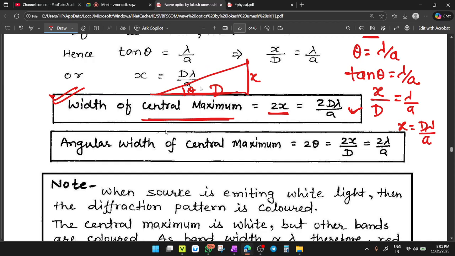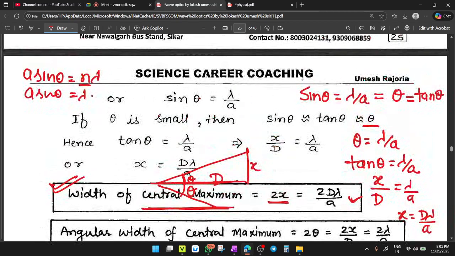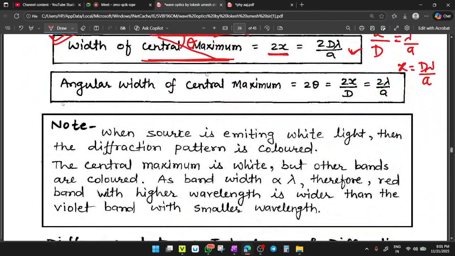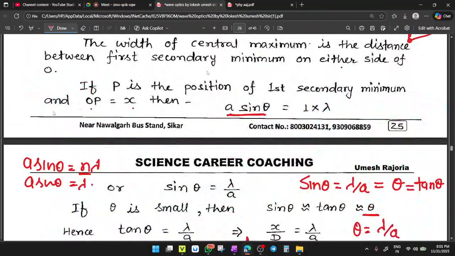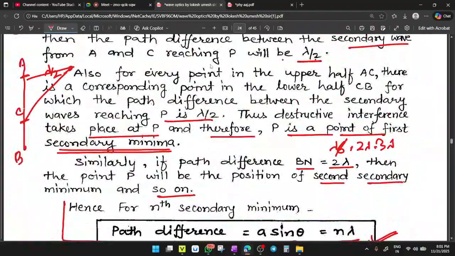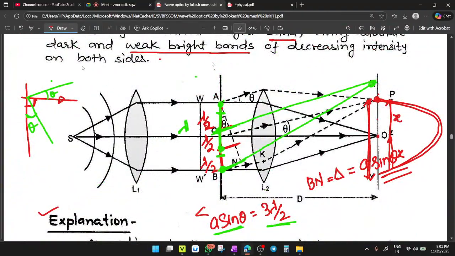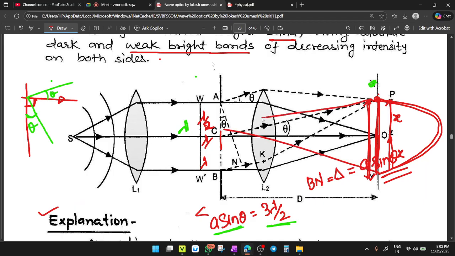Now talking about angular width. What is angular width? If this upper angle is theta, then this lower angle also equals theta. You need to find the angular width, so find the angle. Angle equals arc upon radius. This is your angular width. Like you got, this is your linear width, twice x. And angular width means how much angle it is making at the center.